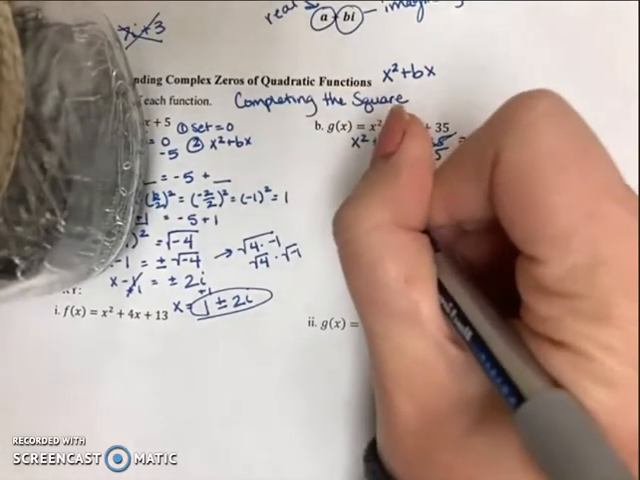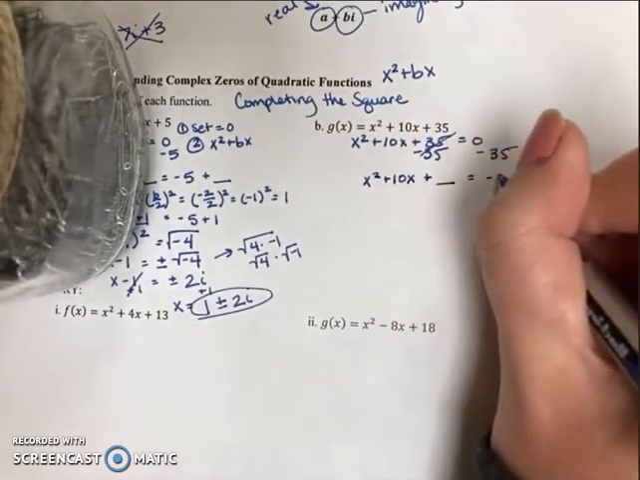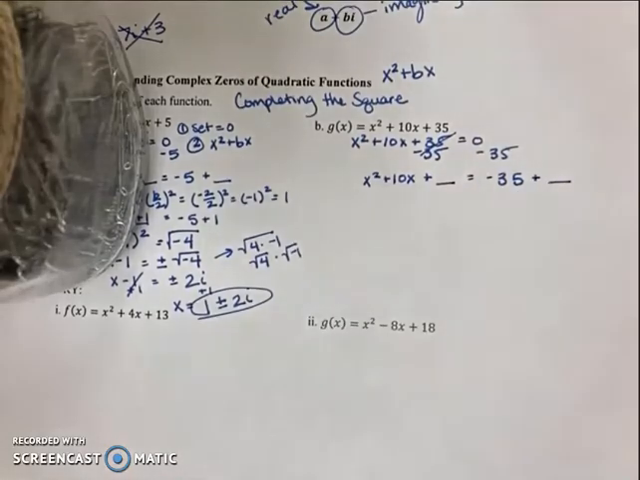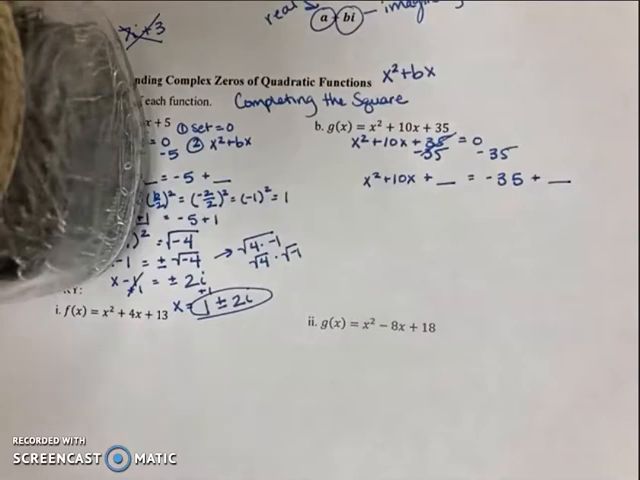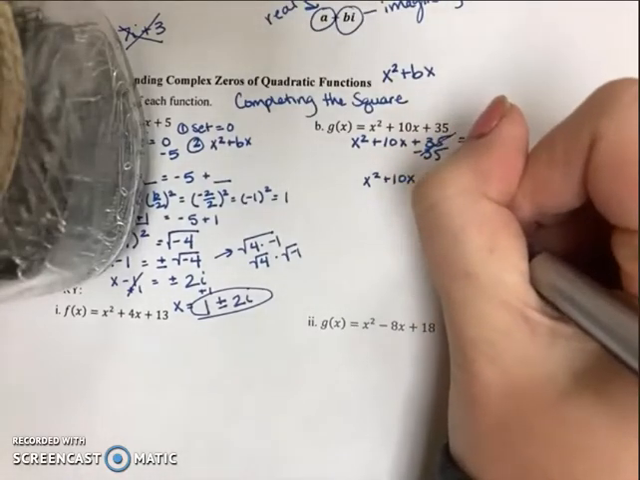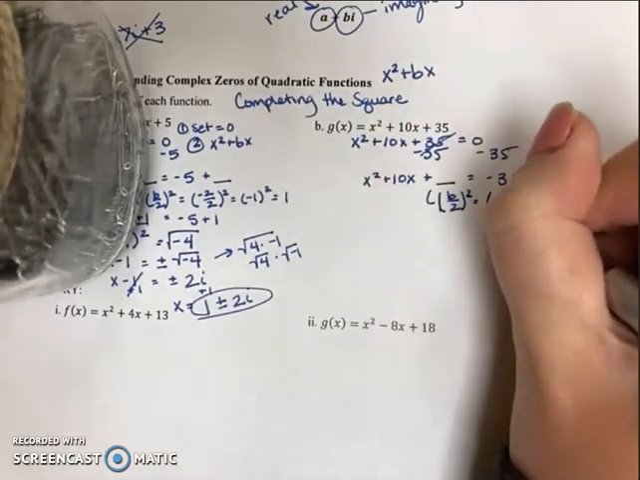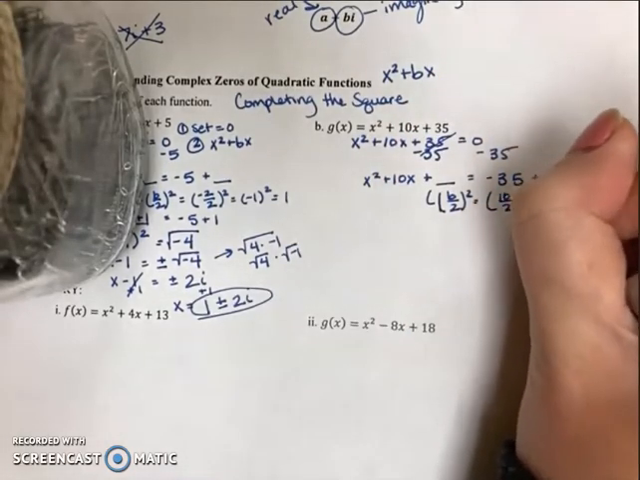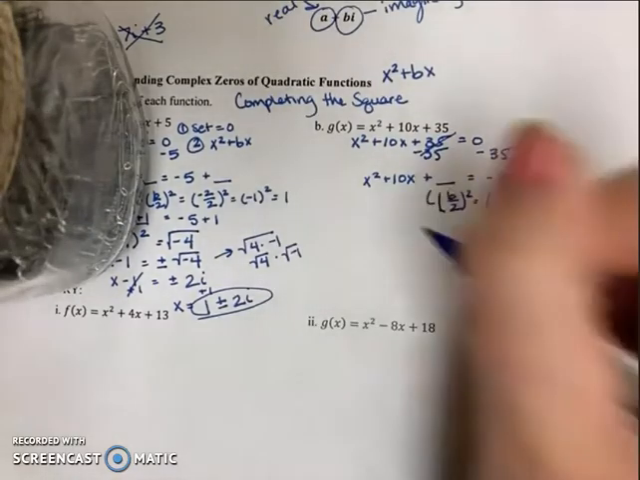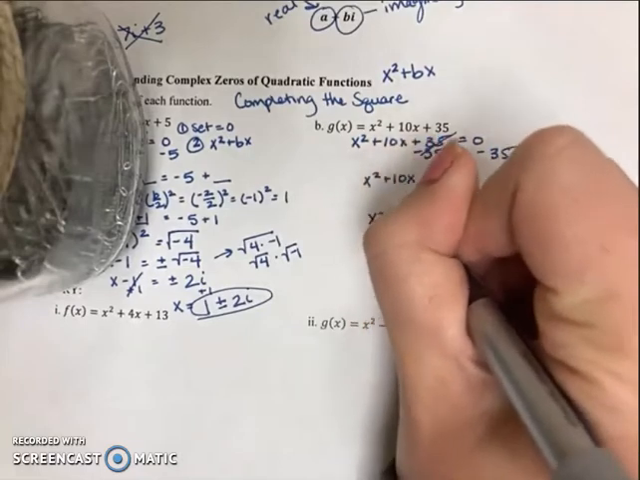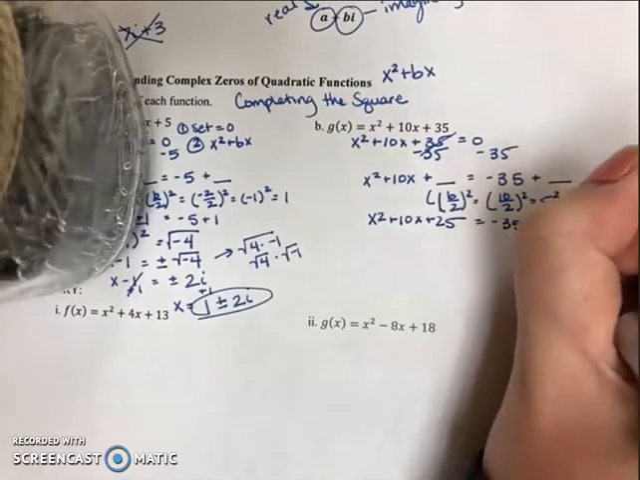That gives me x squared plus 10x, remember we're going to add some number, equals negative 35, and add some number, because what we do to one side, we do to the other. That number that we are adding is b over 2 being squared. B was a positive 10, so 10 over 2 squared, which is 5 squared, which is 25. Meaning I have x squared plus 10x plus 25 equals negative 35 plus 25.